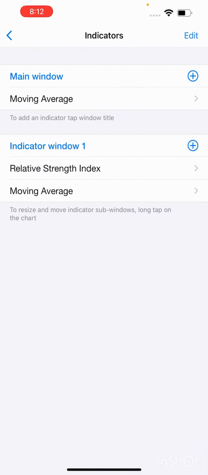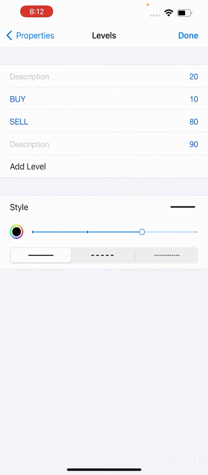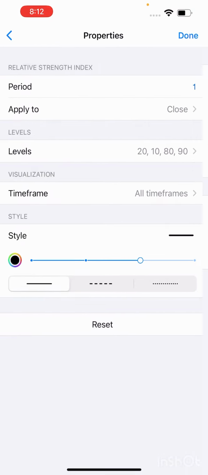Right, the next indicator we have is the relative strength index. And for the relative strength index, we have period 1, because we don't want to actually give consideration to that at all. Okay, so basically what we are focusing on is the levels. The levels are the key thing which we are mostly focused on. So for the levels, and for period 1, apply to close, the levels are 10, 20, 80 and 90 respectively. All right, for the style, you choose any color of your choice, and when you're done, you just click on done, right, guys?